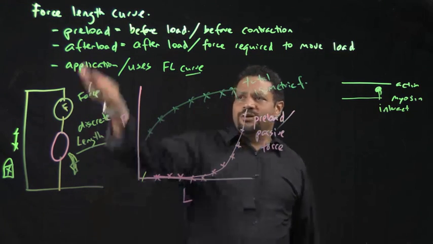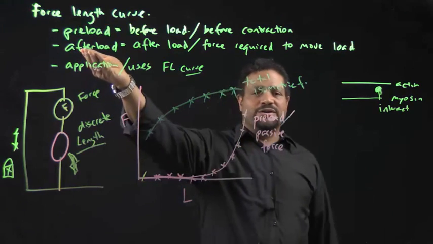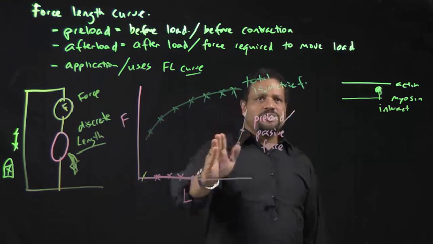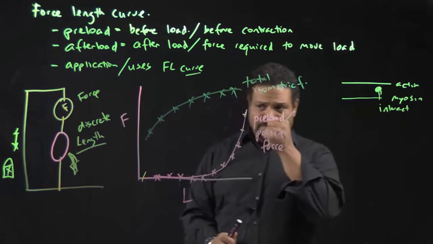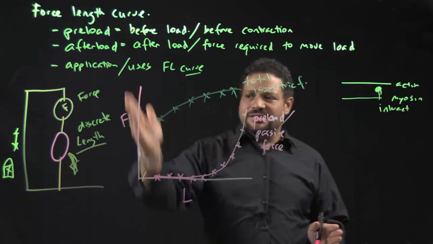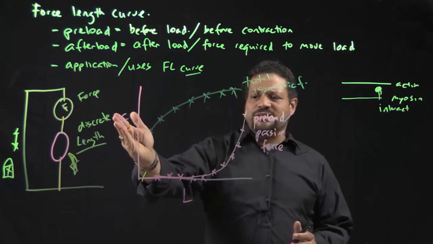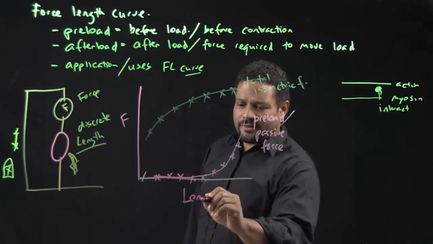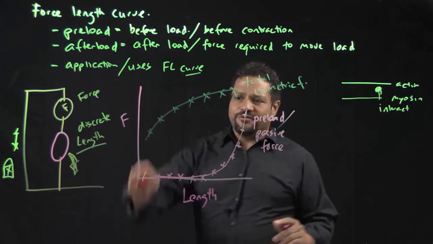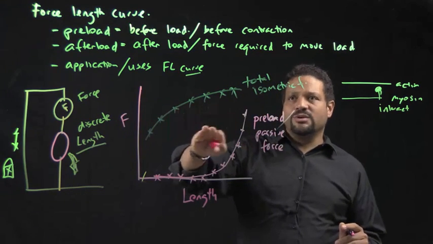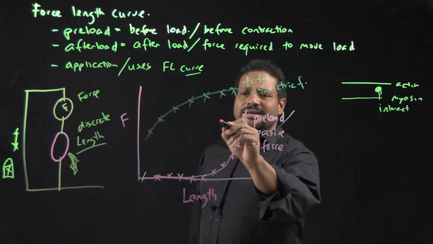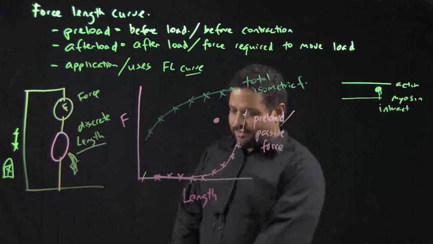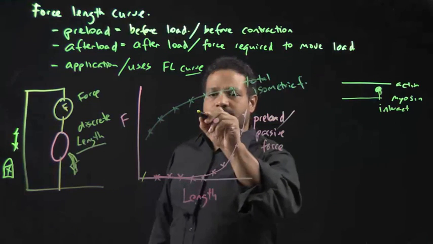So we've talked about preload. Now we're going to talk about afterload. So an afterload is the total force required to move a load. So what's inherent in this diagram is that the force is equivalent to load. So this is length, okay, and the force can be equal to the force to move a weight. So let's say we place the afterload right here, and I'll just label that afterload.